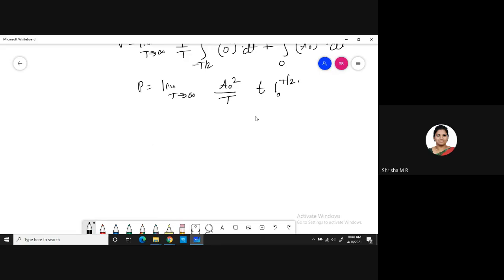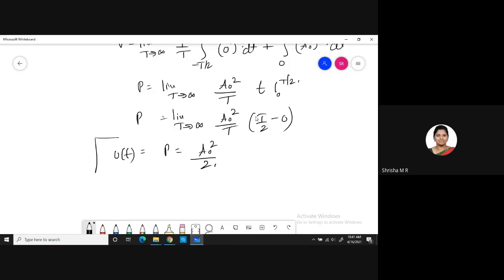So P is equal to limit t tends to infinity, A naught square by t into t by 2 minus 0. So power is nothing but A naught square by 2. Clear? So power of unit step signal is nothing but A naught square by 2. Is it clear, everyone? Yes, ma'am.